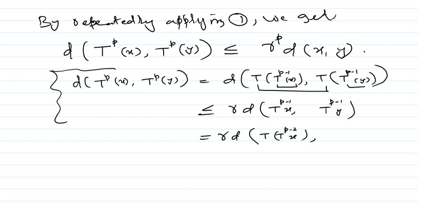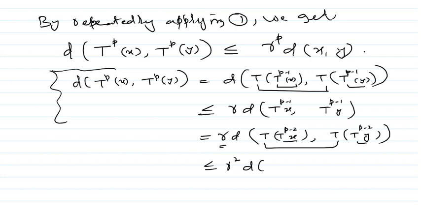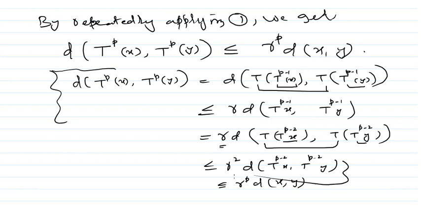T of T power p minus 2 of y. Again you apply the contraction property, so this is T of the point T power p minus 2 of x, T of the point T power p minus 2 of y. So it's less or equal to r, and r is already there, so it will be r square times distance between T power p minus 2 of x and T power p minus 2 of y. Continuing, you will finally see it will be less or equal to r power p times distance between x and y. So this distance between T power p of x and T power p of y is less or equal to r power p times distance between x and y. This is true for all p greater or equal to 1, a positive integer. Name it 2.